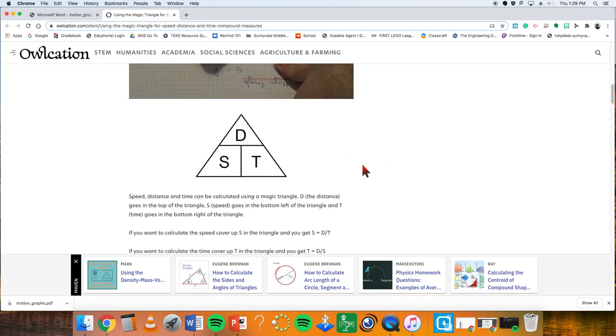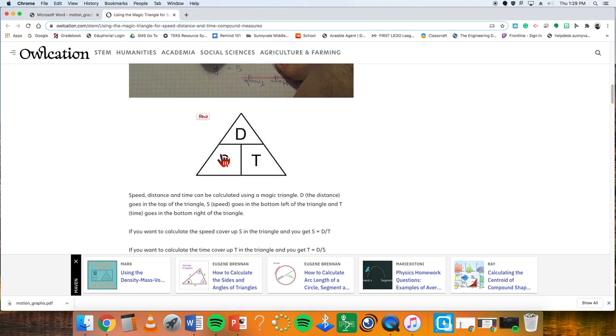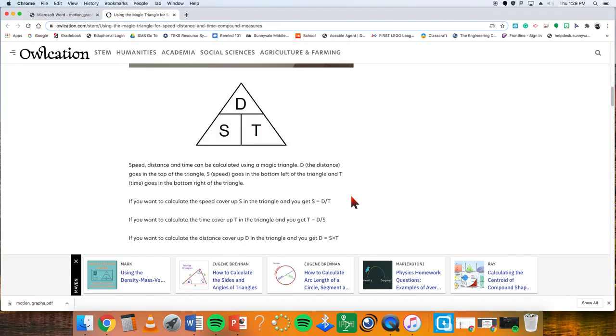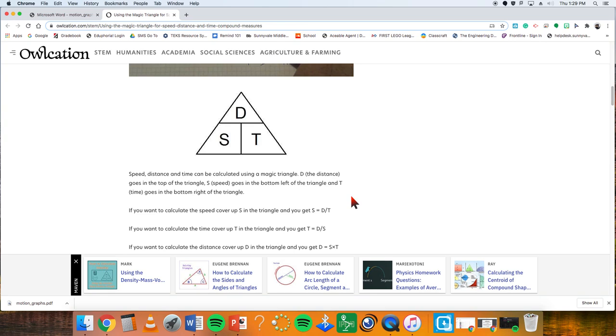And how you use the triangle is, if you want to calculate speed, you cover it, and then you know that you're going to be dividing distance by time. If you're trying to find distance, you're going to be multiplying speed by time. If you're trying to find time, you're going to be dividing distance by speed. And that's how you use the triangle.